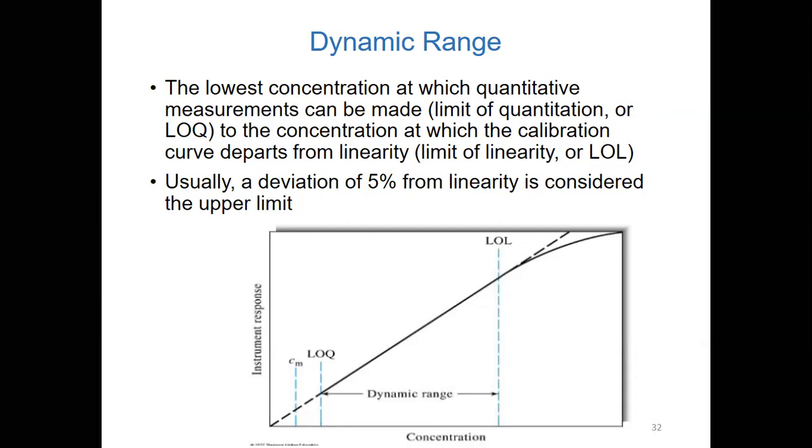So that 0.2 to 0.7 region, we can call it the dynamic range in UV, because it deviates from Beer's law when the absorbances are beyond that region. A similar thing happens here. The dynamic range's lowest limit is the limit of quantification, and the highest limit is the limit of linearity. So when it starts to change the linearity, that is the highest margin.